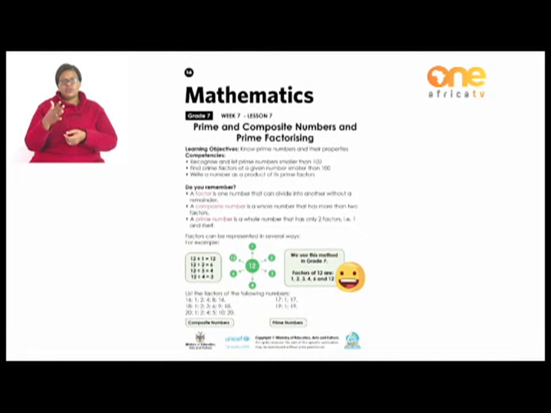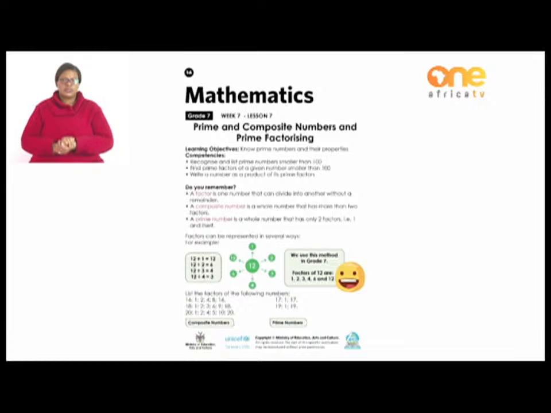And those numbers, 16, 18, and 20, are called composite numbers. Why? They have many factors. On the right, we have 17. The factors of 17 are 1 and 17. We have 19. The factors of 19 are 1 and 19. And this category is classified as prime numbers because they only have two factors.